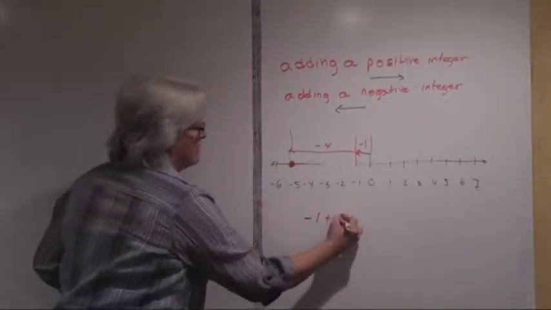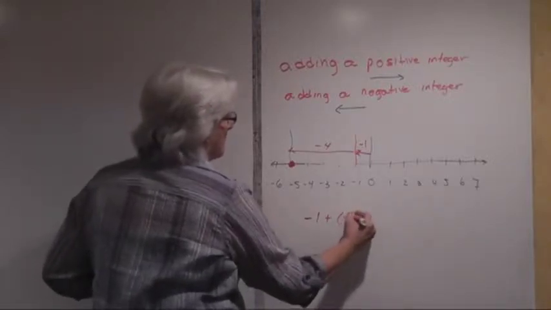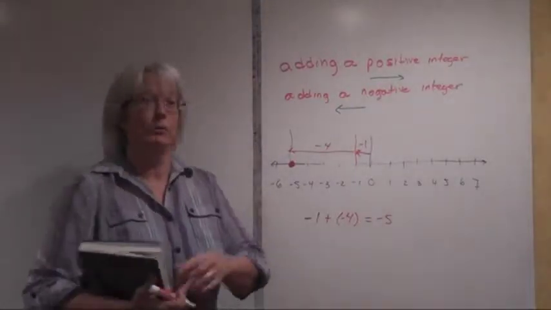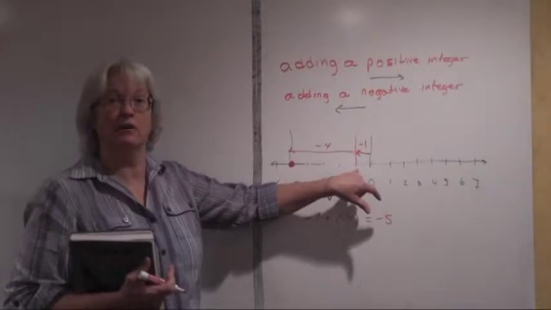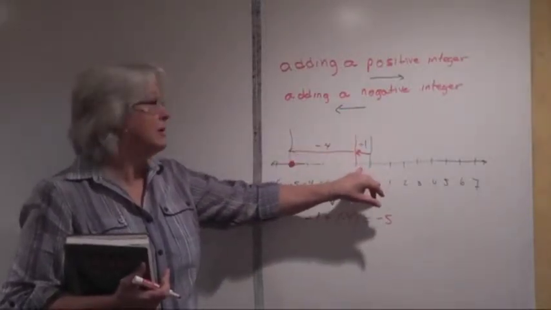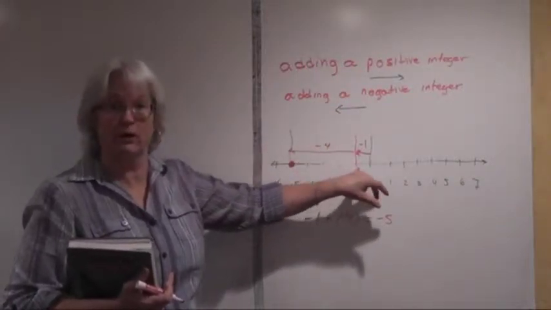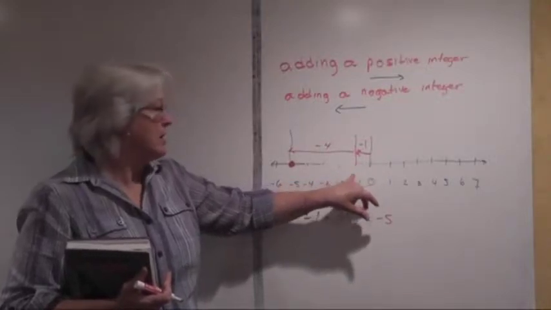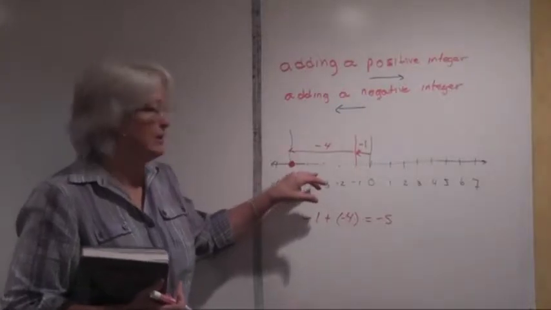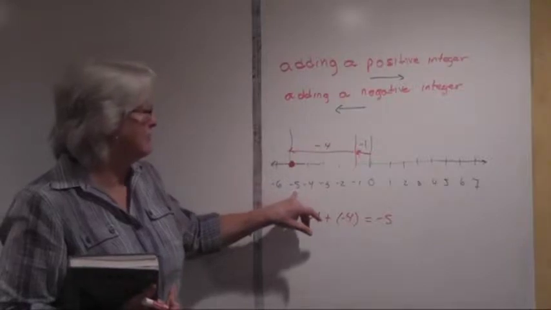So negative 1 plus a negative 4 is equal to a negative 5. We began at 0, we added a negative 1, which means that we move 1 unit to the left on the number line. Then we added a negative 4, which means we go with our starting place, which is now negative 1, and we move 1, 2, 3, 4 more units to the left on the number line. And we see that we have ended up at a negative 5.